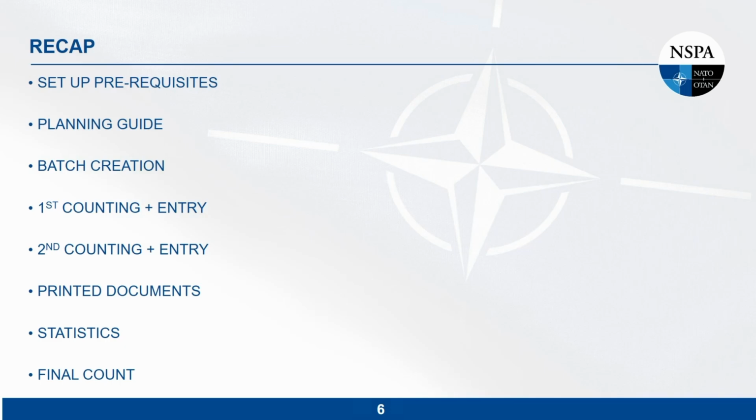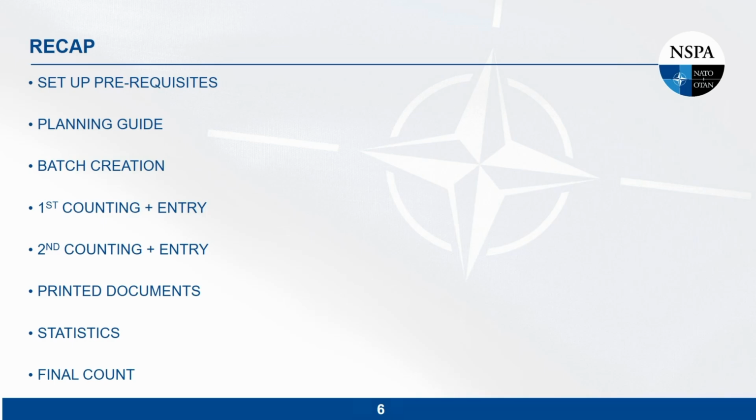After that, we did the entry of the first counting. Then we went to the second counting. We printed the list and we did a second counting of the items which were found in discrepancy. After that, we went to the entry of the second counting. I showed you all the printed documents which could be printed during these processes. For example, the addition list or the discrepancy report, which has to be handled in the report of survey in PAM.